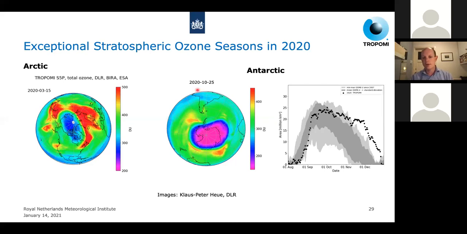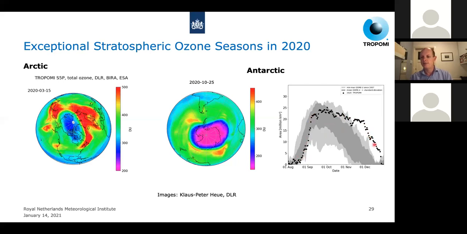When we look at the ozone hole in the southern hemisphere, this is October 25th. We see that the ozone hole was quite big and especially long-lasting over the South Pole this year. That's what you can also see here in the graph on the right, where the dots are the area of the ozone hole over the Antarctic for this year, and the gray ranges give the ranges that were found since 2007. So you can see that it started a little bit later, but it really continued much longer than we had in previous years.